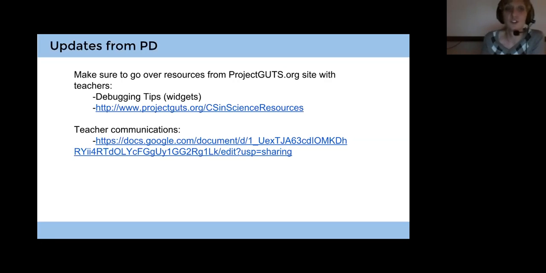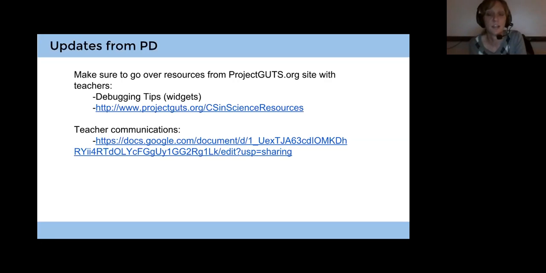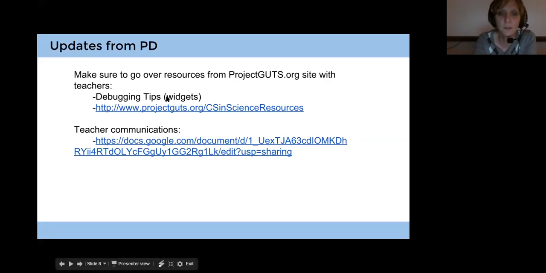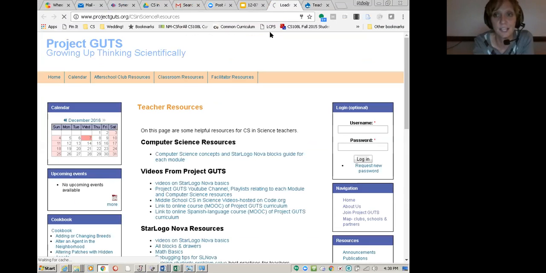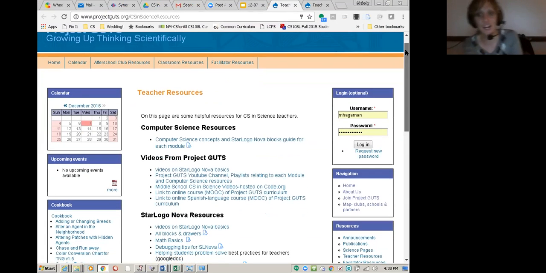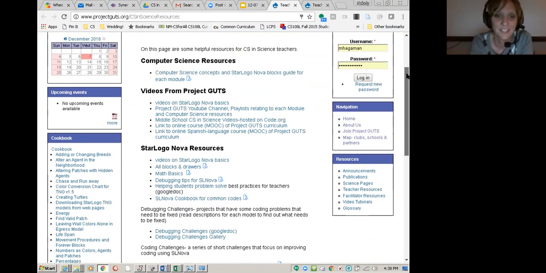Something that we want to make sure that we do in our workshops is go over the resources plenty of times so that teachers understand where they are. In particular, the debugging tips document, which is in the Project Guts website under CSinScience resources. And the most common question I've been getting by far from teachers is they're in crisis mode because their students' widgets are disappearing.